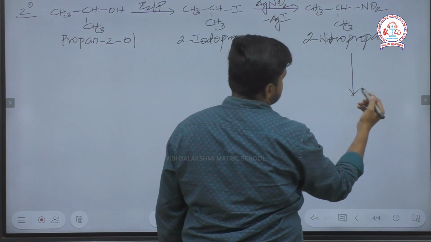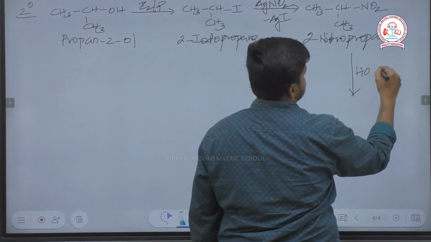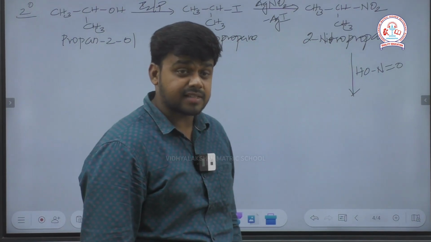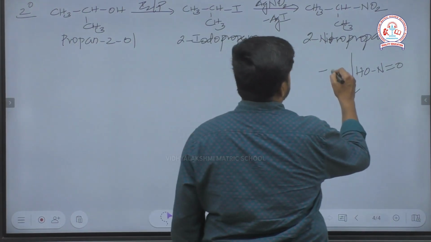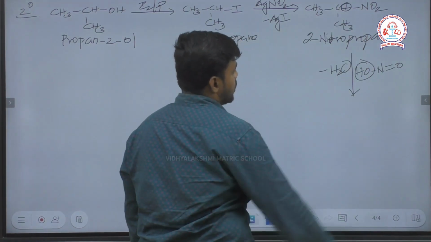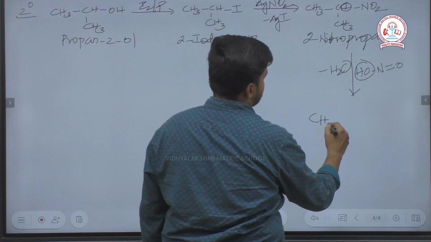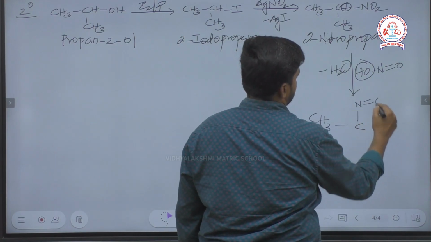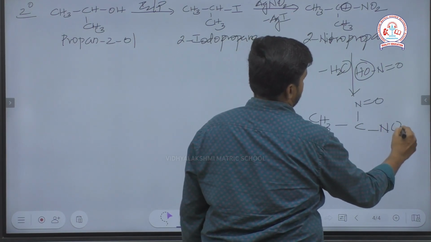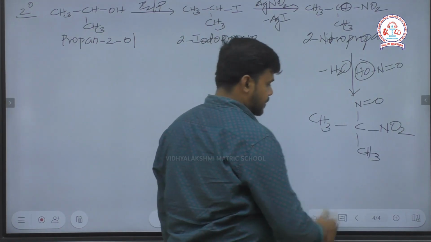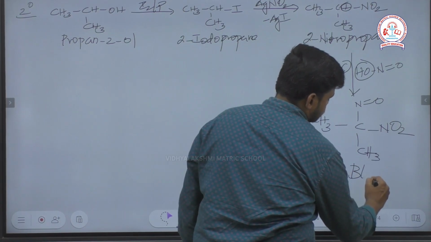Then when this is treated with the nitrous acid, as I said, if the alpha carbon has only 1 hydrogen, OH from the nitrous acid will react with the hydrogen and goes as H2O. So this OH will react with this H and goes as H2O. Thereby your product is CH3, C, N double bond O, NO2, CH3. As soon as the compound has been formed, you will get a blue color.